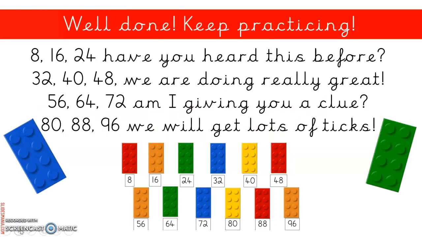Brilliant job, boys and girls. It is tricky, this. Keep practicing. Have another look at my rhyme to help you. 8, 16, 24. Have you heard this before? 32, 40, 48. We are doing really great. 56, 64, 72. Am I giving you a clue? 80, 88, 96. We will get lots of ticks. We sure will, boys and girls, but shh, remember, don't tell anybody my top tips and tricks. See you next time.